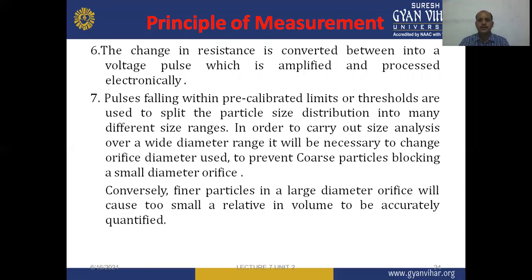So when there is a chance of damaging the orifice, then we have to change the orifice diameter to prevent the coarse particles blocking a small diameter orifice. Conversely, finer particles in a large diameter orifice will cause too small a relative change in volume to be accurately quantified.